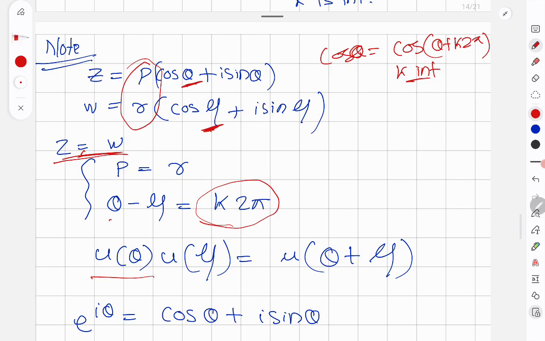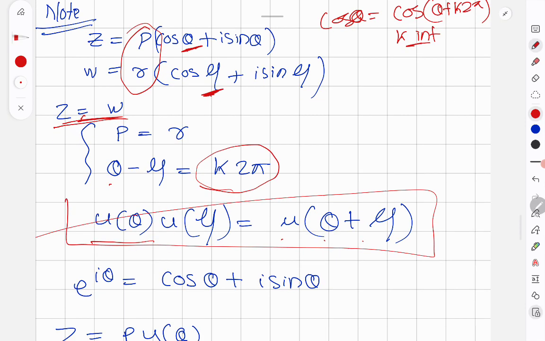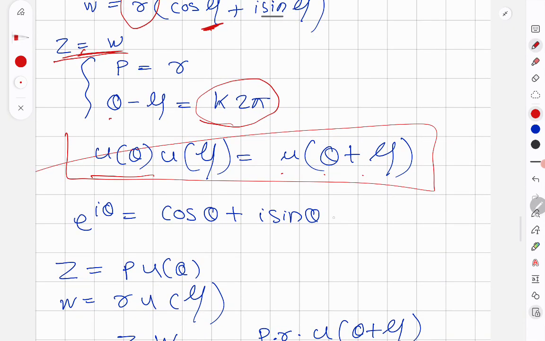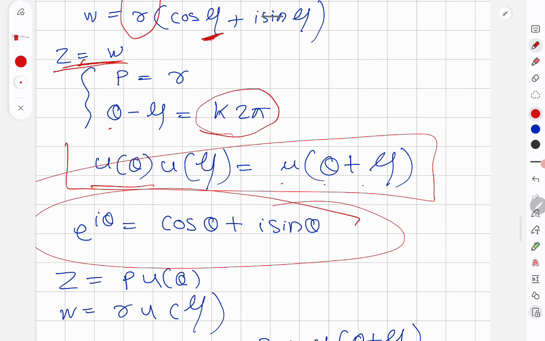Until now, I said this thing. If you have rho e to the power i theta and you have another one with e to the power i phi, it will be e to the power i (theta plus phi). And Euler's equation, a very popular one: e to the power i theta equals cos theta plus i sin theta. I don't understand this. What happened here? I will show you with an example.